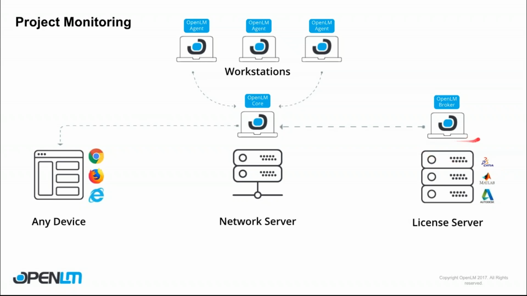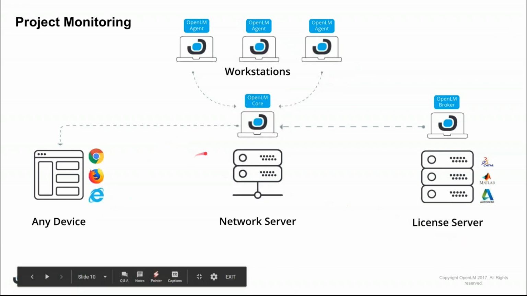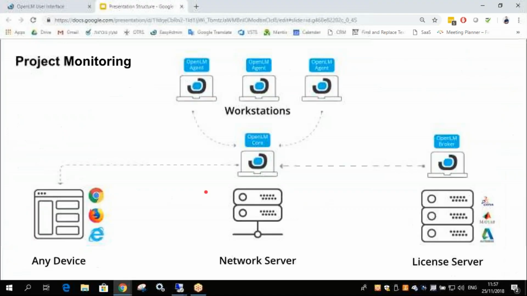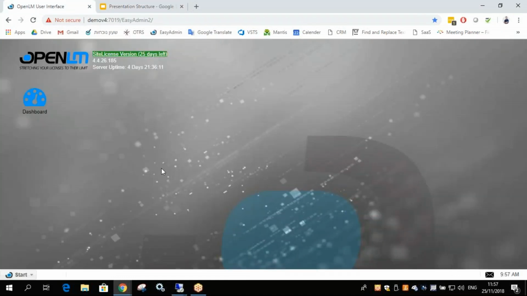First of all, you'll need to install the OpenLM broker on the license server itself. You'll need to install the OpenLM agent on the workstations, and they will in turn send all the information to the OpenLM core, which allows you to see all the different reports and interface that you would like to see. But let's see how we can configure that. Let's jump to the OpenLM interface.